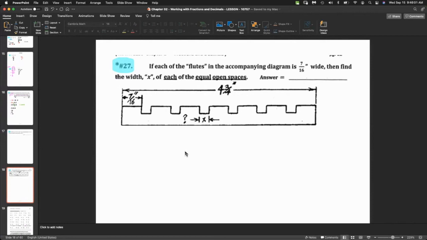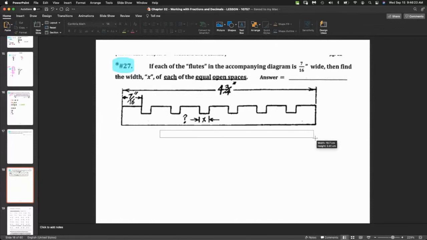I'll show you the setup for 27, but then you can finish it on your own. So let's set up an equation together for this question, and then we'll move on to the next section. It says if each of the flutes here is 7/16 of an inch wide, find the width of each of the open spaces.